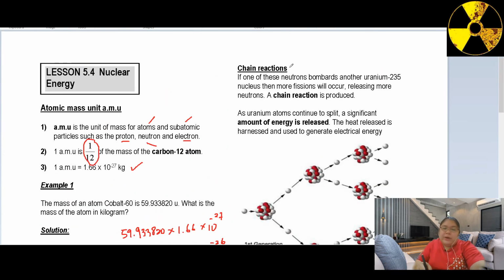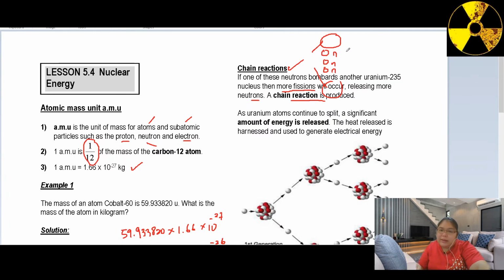Now we're going to see chain reaction. Chain reaction is when one of these neutrons bombards another uranium-235 nucleus, then more fission will occur. What does it mean, more fission will occur? After that, they release the neutron. Then chain reaction will be produced. In this situation, the first time you do the nuclear fission, you will have 3 neutrons come out, along with 2 daughter nuclei.